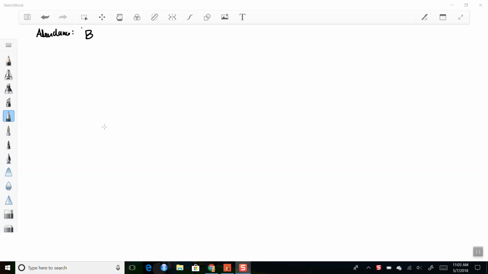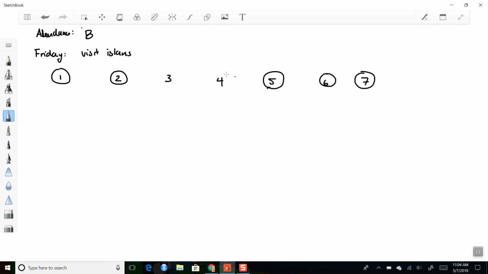On Friday we were talking about the Metropolis algorithm for the case of somebody visiting islands. All right, let me have you guys settle down, and we're gonna start. Okay, so we're gonna visit islands. We say we have islands 1, 2, 3, 4, 5, 6, and 7. And this was our algorithm, the Metropolis algorithm.